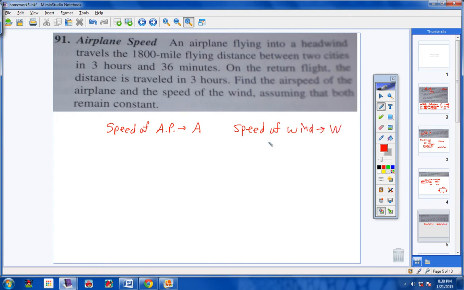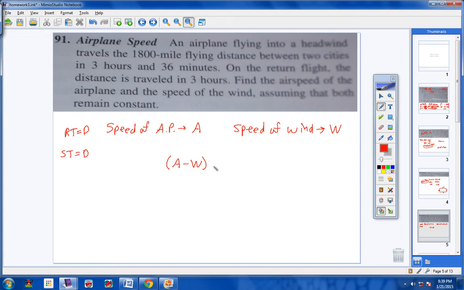Now if I have two unknowns, I probably need two equations. Remember, we're dealing with rate times time equals distance. Or in other words, I like to use speed for rate. So speed times time equals distance. Okay? There we go. So here we go. One equation is this. I have the speed of the airplane minus the speed of the wind, because the wind is slowing it down. So there's your speed times your time.